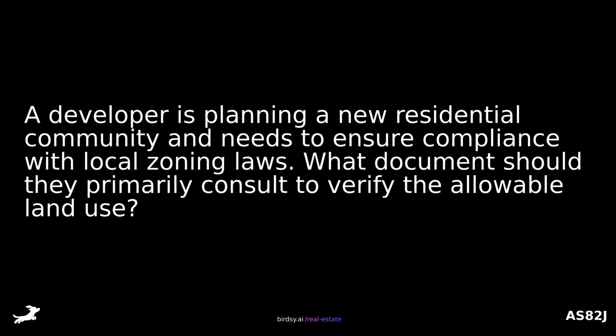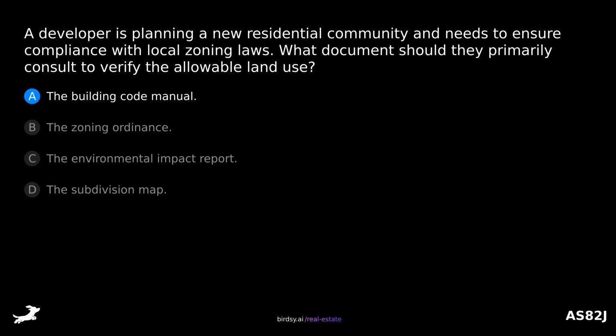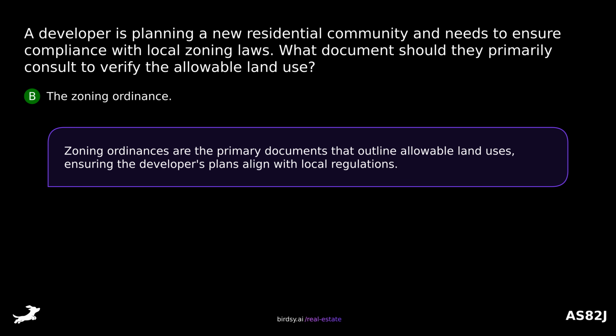A developer is planning a new residential community and needs to ensure compliance with local zoning laws. What document should they primarily consult to verify the allowable land use? Is it A, the Building Code Manual, B, the Zoning Ordinance, C, the Environmental Impact Report, or D, the Subdivision Map? The answer is B, the Zoning Ordinance. Zoning ordinances are the primary documents that outline allowable land uses, ensuring the developer's plans align with local regulations.